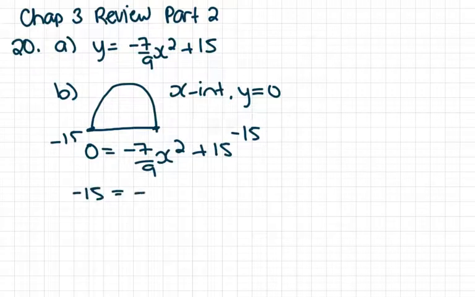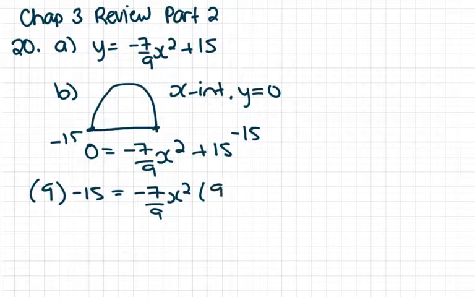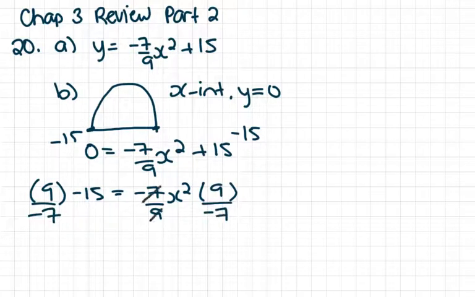Negative 15 equals negative 7/9 x squared. In order to get rid of the 7/9, I'll multiply both sides by 9 and then divide both sides by negative 7. So these will cancel out, and I'll be left with 135 over 7.